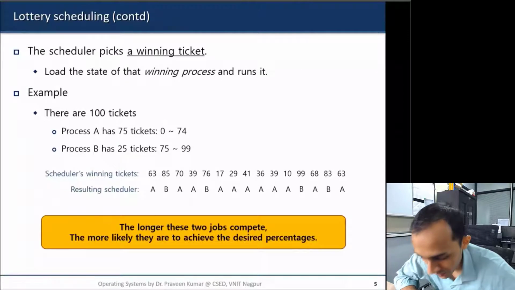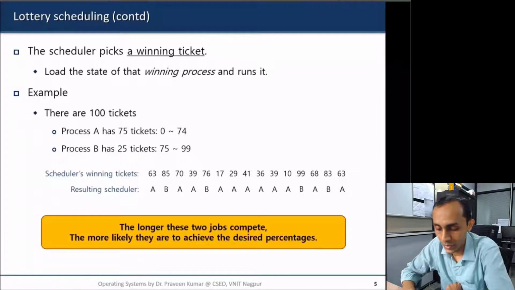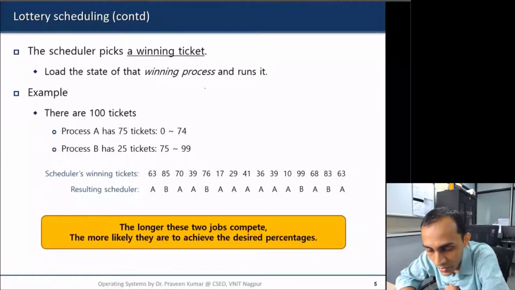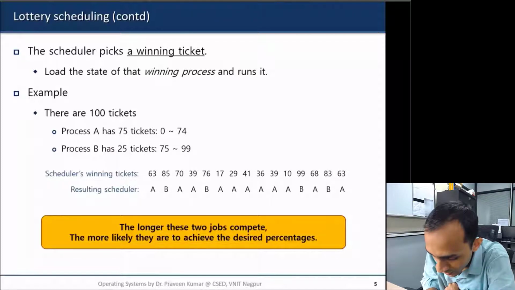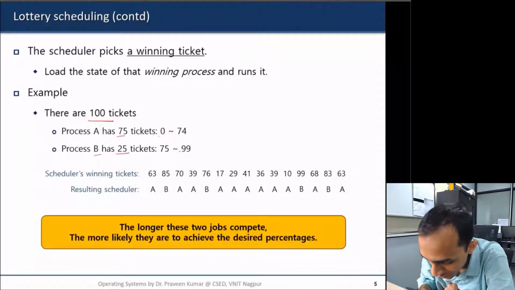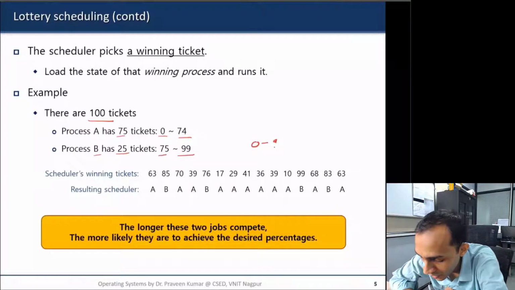And the way it is implemented is very simple. You just pick a random value and then schedule whichever process has that random ticket to run. Let us take the same example. A and B have 75 and 25 tickets, so let us say there are a total of 100 tickets now. You give 75 to A and 25 to B. A will have ticket values from 0 to 74, since we start counting from 0 rather than 1, and B will have from 75 to 99. Now you use a random number generator and pick a random value from 0 to 99.